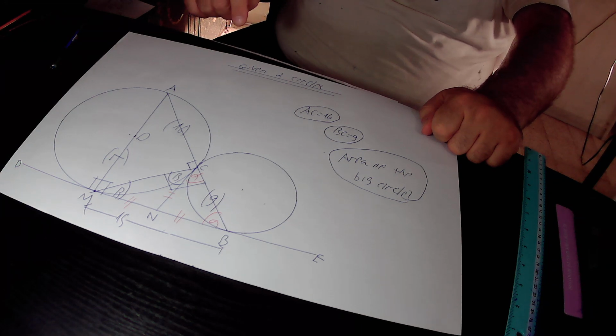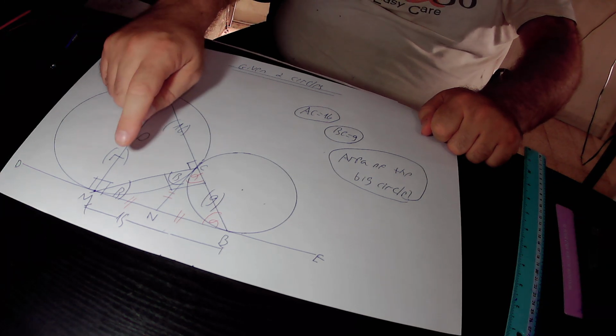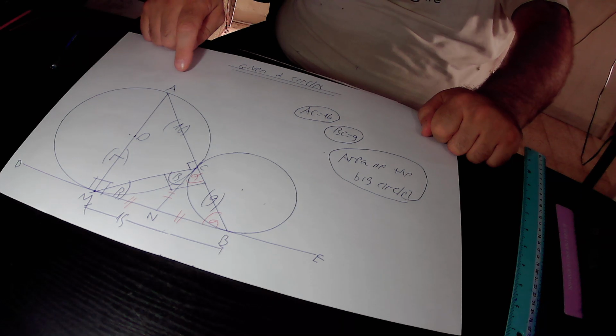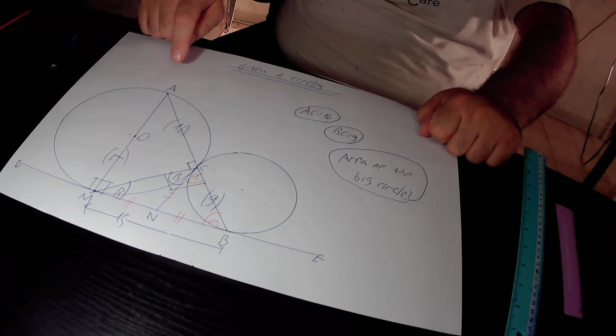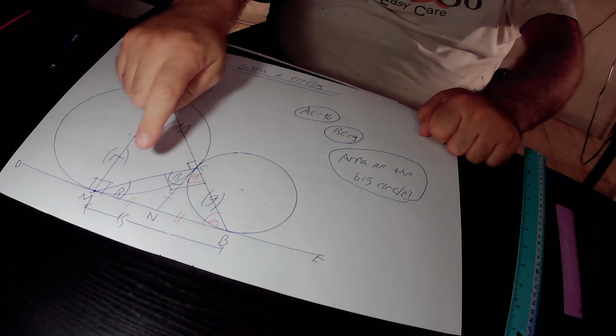So, in the next step, we join points A and M together by a straight line. In this way, we created chord AM. Chord AM is a chord in this big circle.